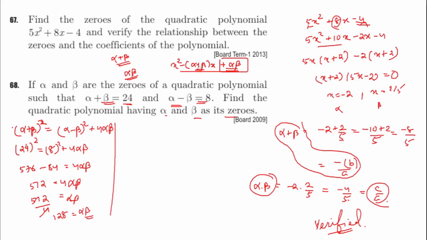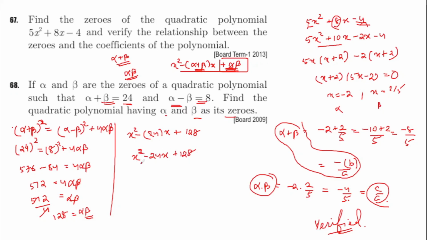Putting the value of alpha plus beta and alpha beta in this polynomial, you will have x square minus alpha plus beta, which is 24x, and alpha into beta is 128. Now this will give you x square minus 24x plus 128.